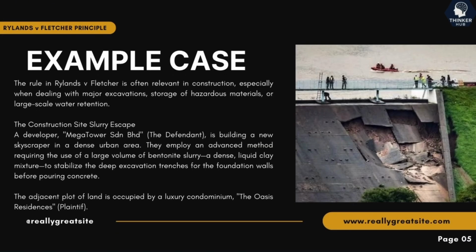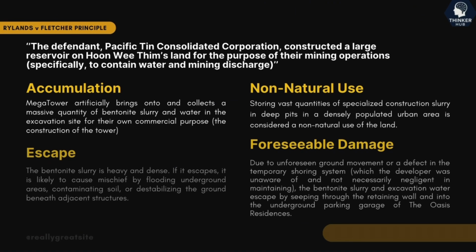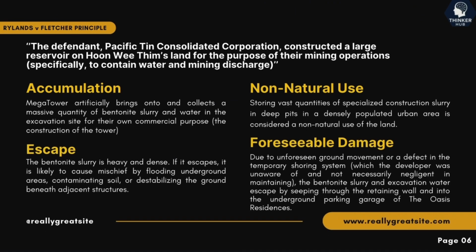A construction example clearly illustrates this. Consider Mega Towers, a company building a skyscraper next to the Oasis Residences. Mega Towers accumulates a massive quantity of bentonite slurry for their foundation work, which is a non-natural use in a dense urban area. Due to a defect, the slurry and water escape into the underground parking garage of the Oasis Residences. The flooding and damage to the adjacent property would be considered foreseeable damage, making Mega Towers strictly liable, even if they were not necessarily negligent in maintaining the wall.